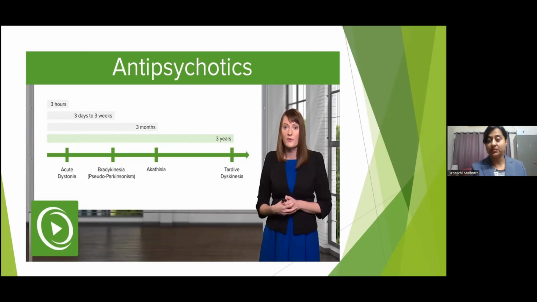Bradykinesia or pseudo-Parkinsonism develops from 3 days to 3 weeks. Akathisia only develops after 3 months of taking antipsychotic drugs, and tardive dyskinesia can occur when a person takes those antipsychotic medications regularly for more than 3 years. So you should always keep in mind when these extrapyramidal symptoms can develop.